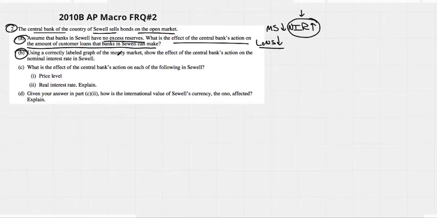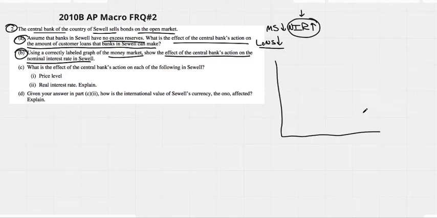Using a correctly labeled graph of the money market, show the effect of the central bank's action on the nominal interest rate. So money market graph, vertical money supply, Fed controls all of it, so straight up and down. Demand for money, downward sloping. Nominal interest rates on the vertical, quantity of money on the horizontal.